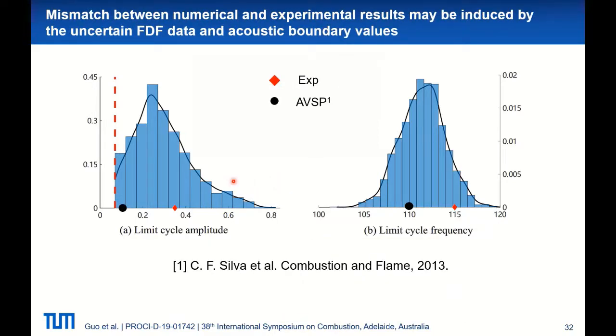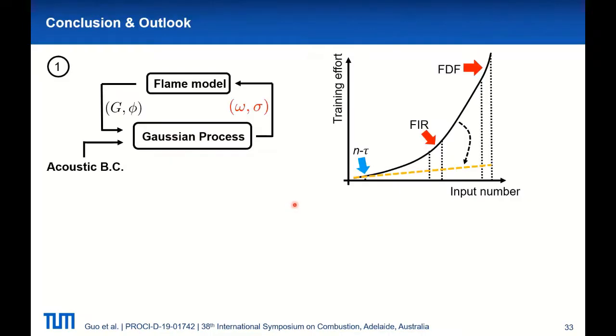Also shown in the figures are the experimentally measured limit cycle amplitude and frequency, as well as the numerical results predicted by the AVSP in this paper. We see that both AVSP results and experimental results are covered by the predicted distribution. Therefore, we could argue that this mismatch may be attributed to the uncertain FDF data and acoustic boundary values.